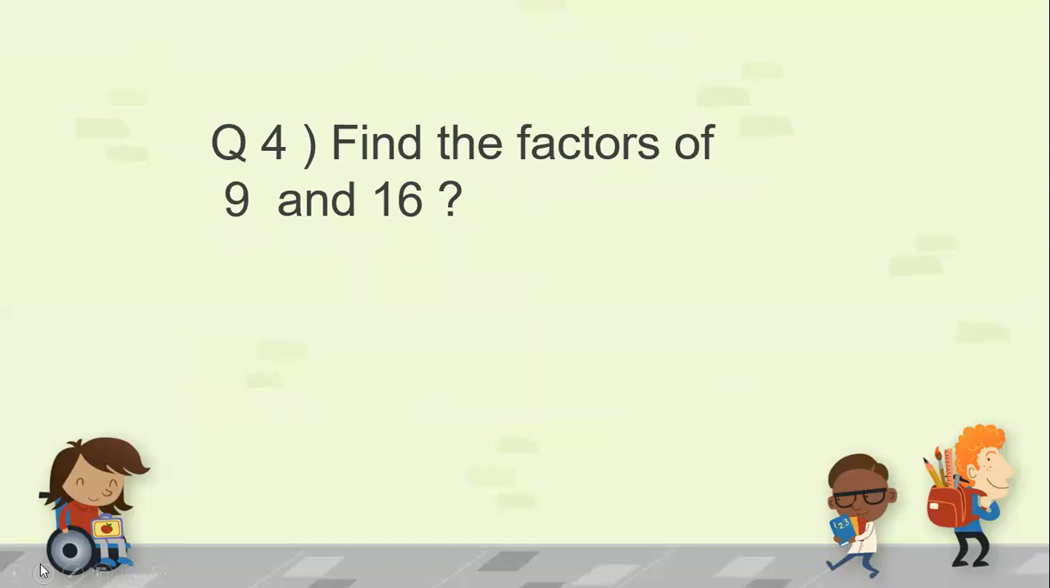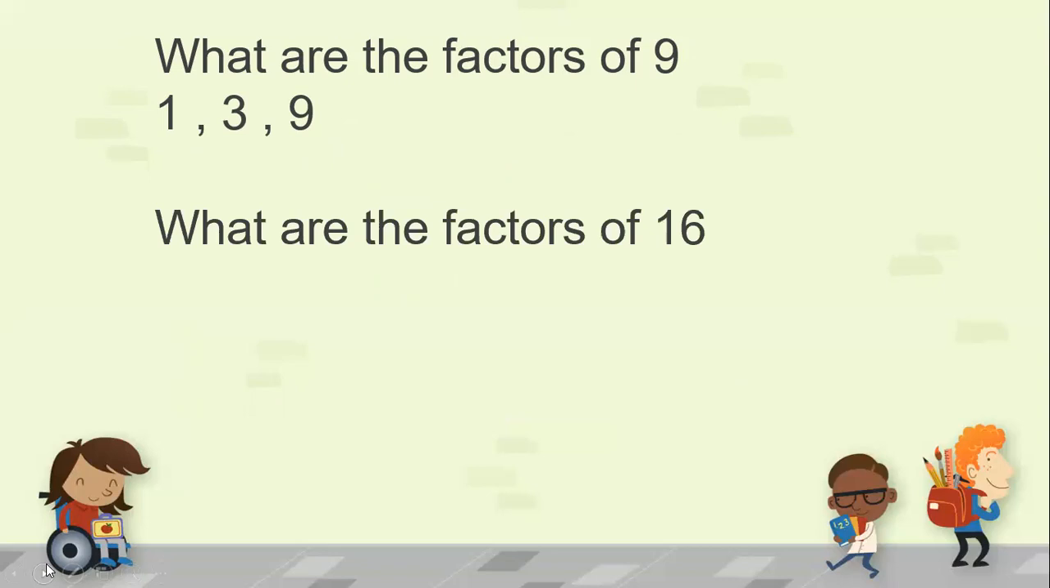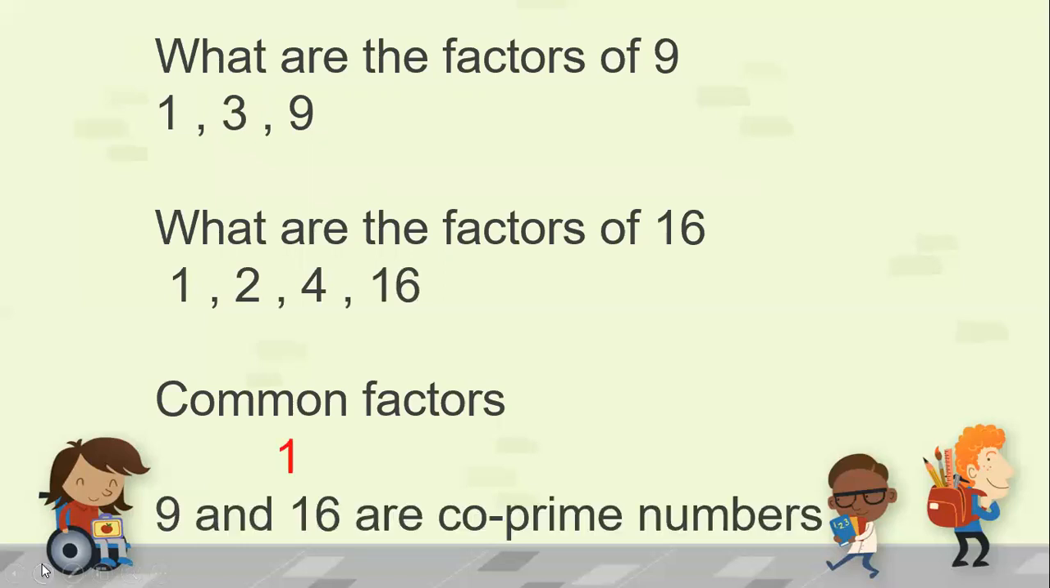Now we will solve another question. Find the factors of 9 and 16. What are the factors of 9? 1, 3 and 9. What are the factors of 16? 1, 2, 4 and 16. Now what are the common factors here? The common factor is 1. So we will say that 9 and 16 are co-prime numbers.